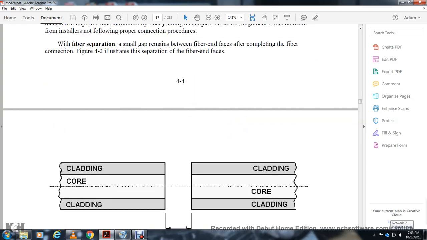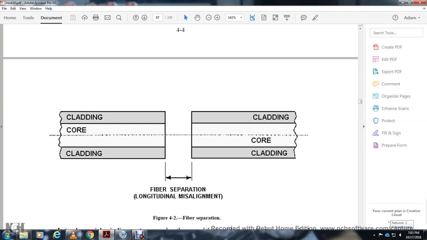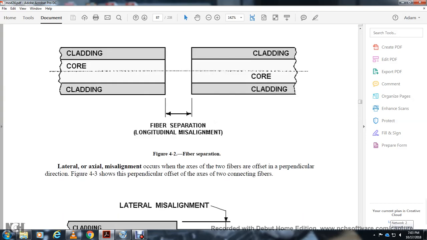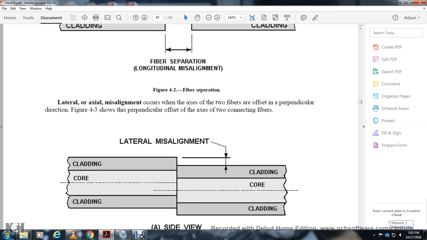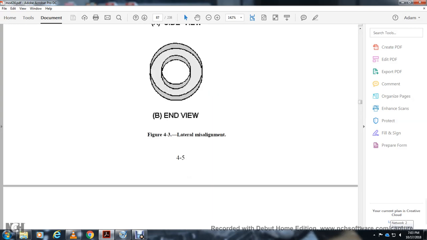Cladding, core, fiber separation, longitudinal misalignment. Lateral or axial misalignment occurs when the axes of the two fibers are offset in the perpendicular direction, as in Figure 4-3, with the perpendicular offset of the axes of the two connecting fibers. Misalignment, core, cladding, side view.